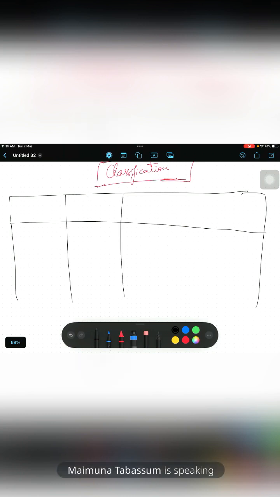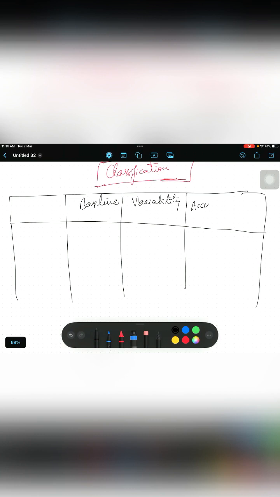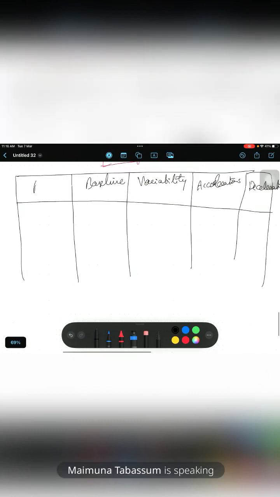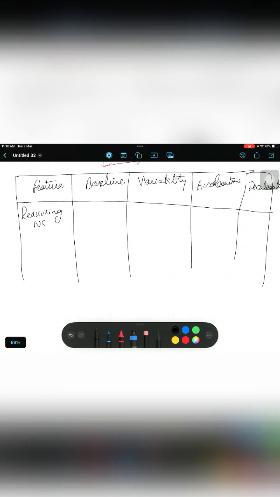So this is the baseline. This is the variability, accelerations and decelerations. Okay, and then what is the feature? If it is a reassuring NST, then you will be having greater than 2 accelerations lasting for greater than or equal to 15 seconds.